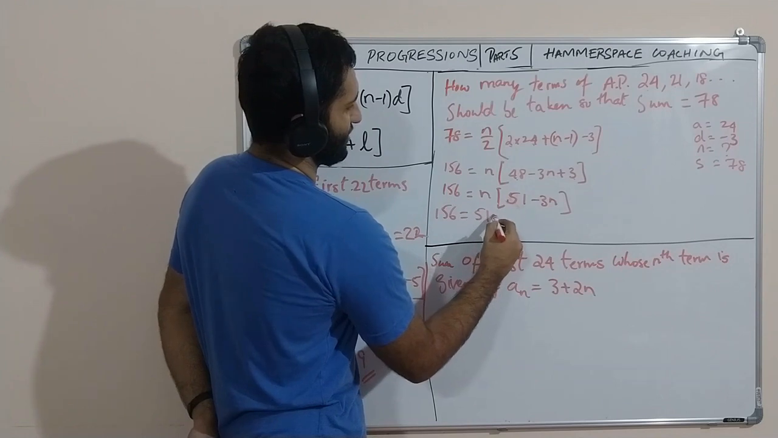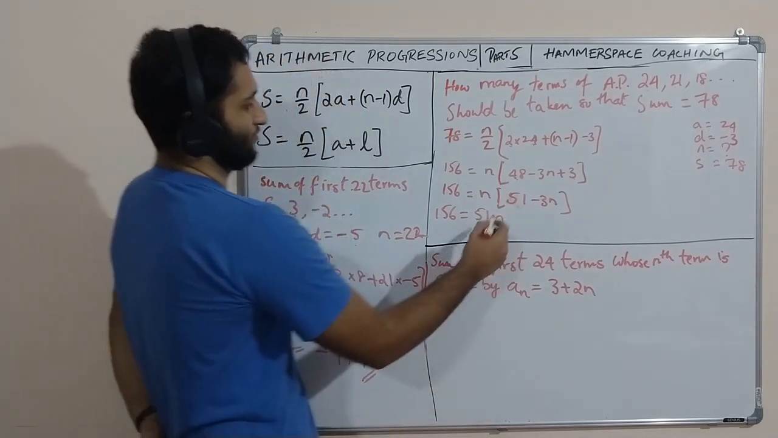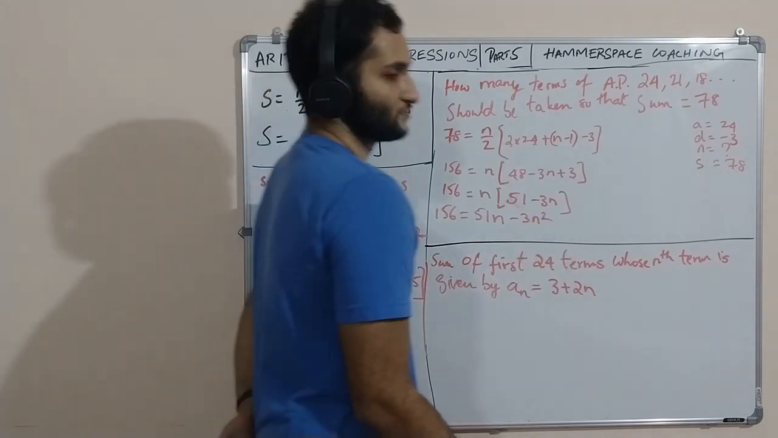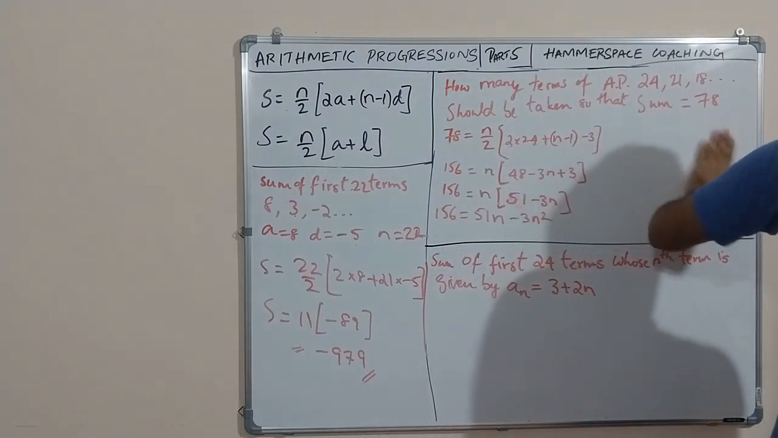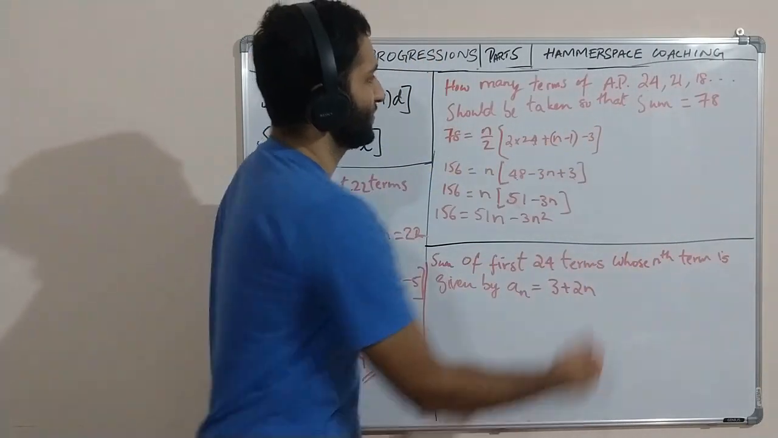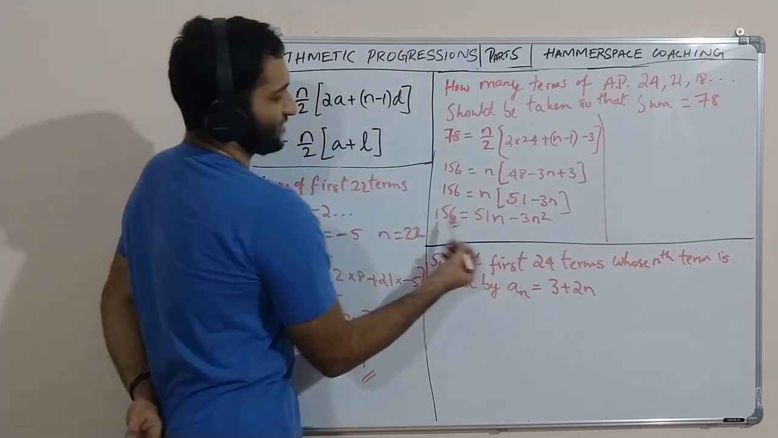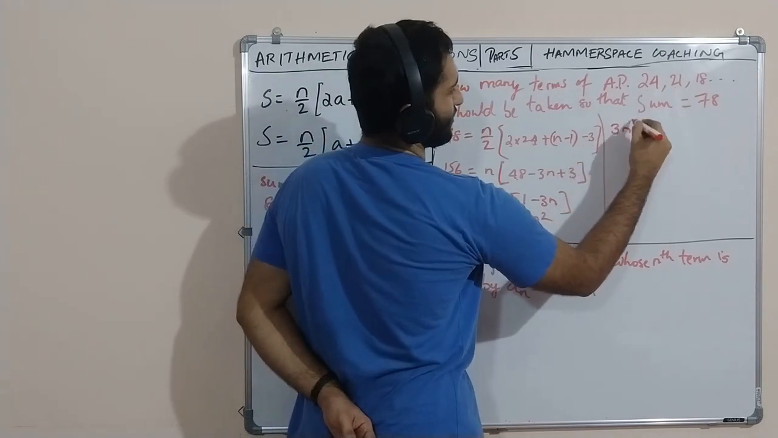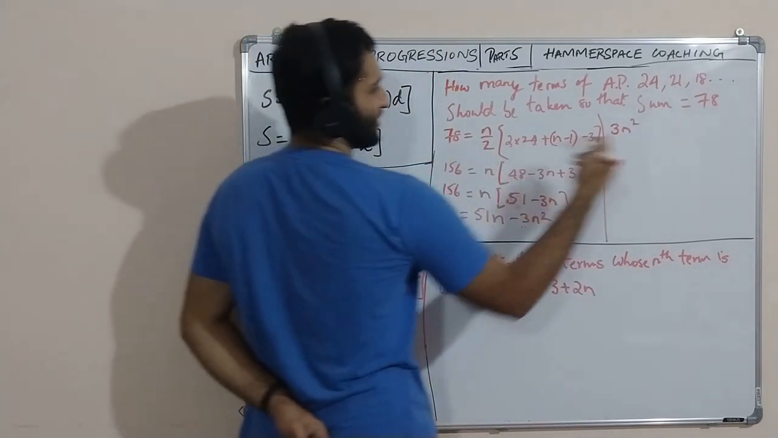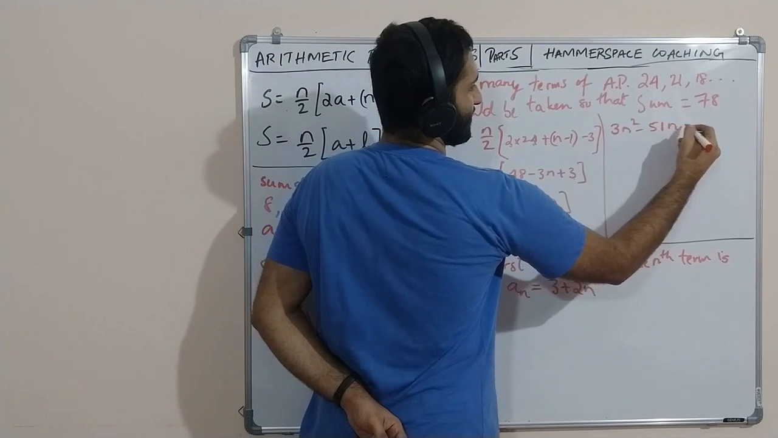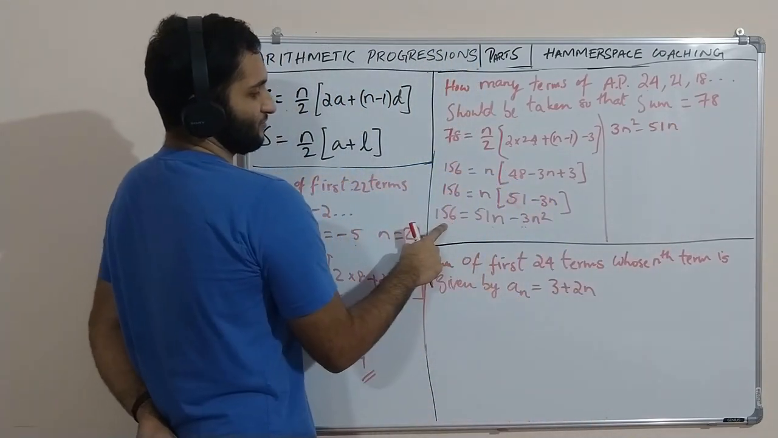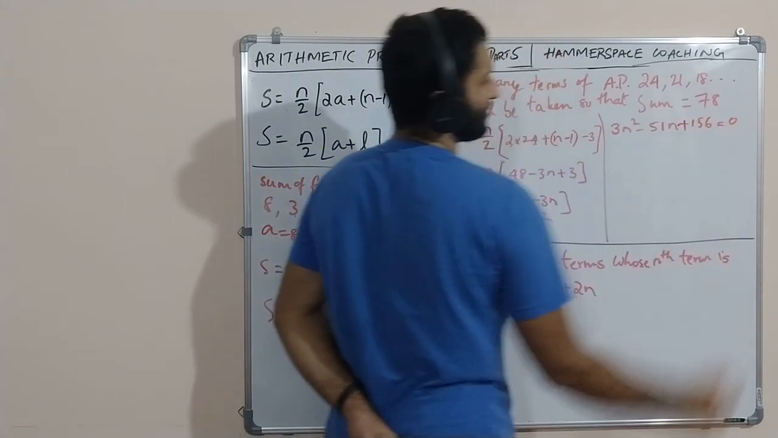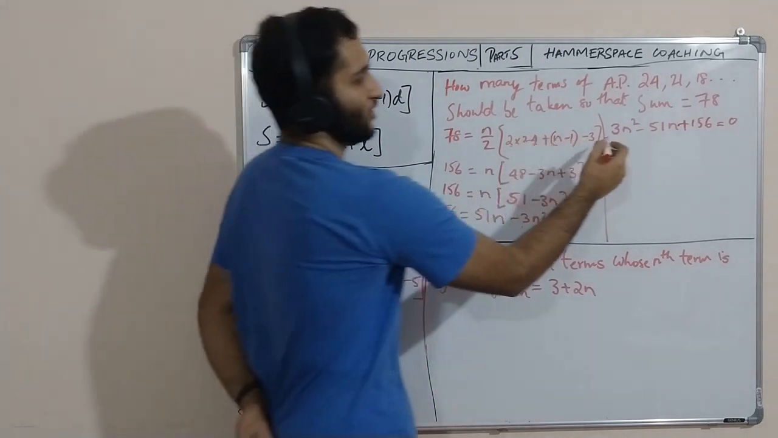So 156 equal to 51N minus 3N square. So I will take all the terms on the right side to the left side. Minus 3N square will become 3N square, minus 51N, because it has gone to the left side, plus 156 equal to 0. So let me divide this whole by 3.